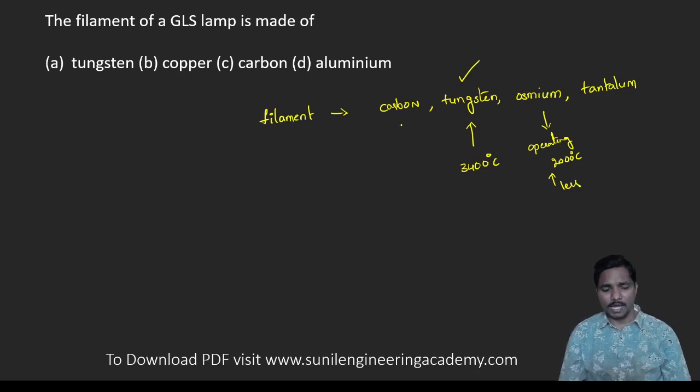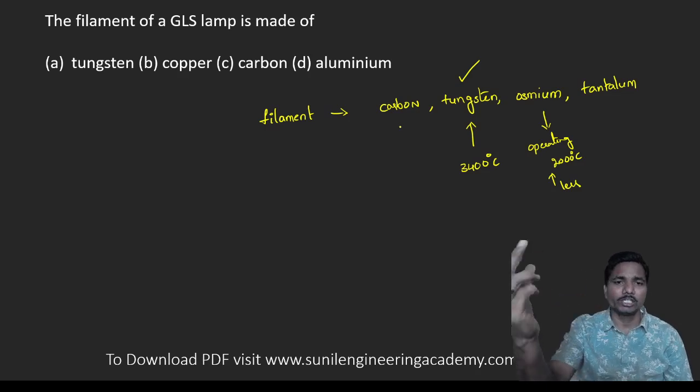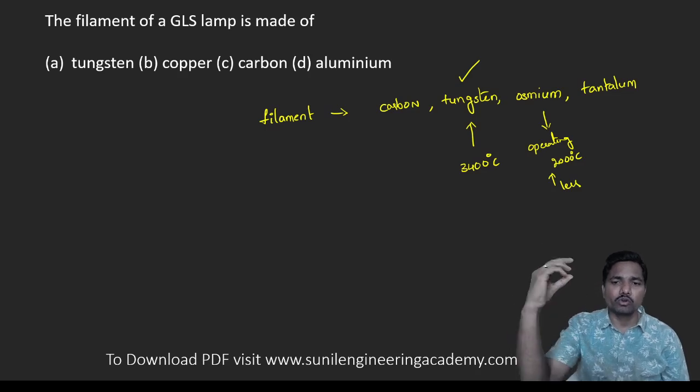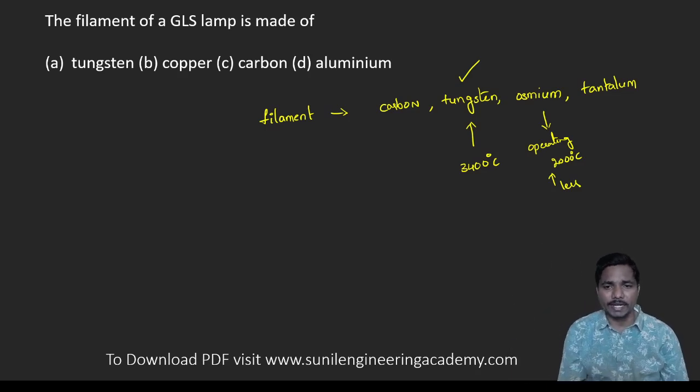Carbon has a high melting point, approximately 3500 degrees centigrade, but whenever the temperature is more than 1800 degrees centigrade, it loses its efficiency and its property. That's why tungsten is preferred. So the answer is option A, tungsten.